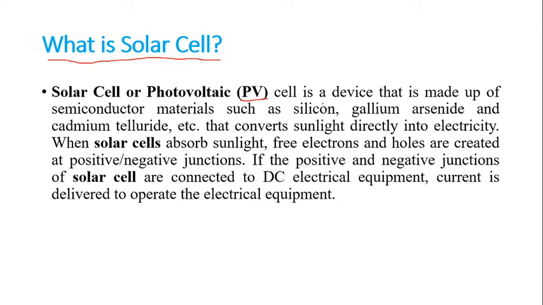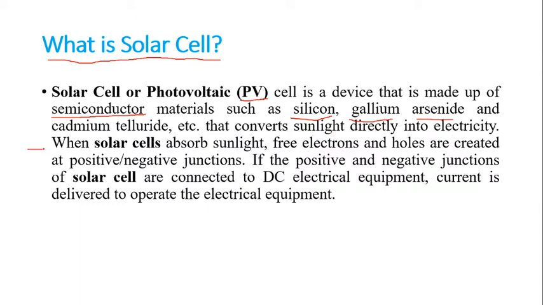The PV cell is a device that is made up of semiconductor material. So which type of material is used in a PV cell? We use semiconductor materials such as silicon, gallium arsenide and cadmium telluride, etc., that convert sunlight directly into electricity.